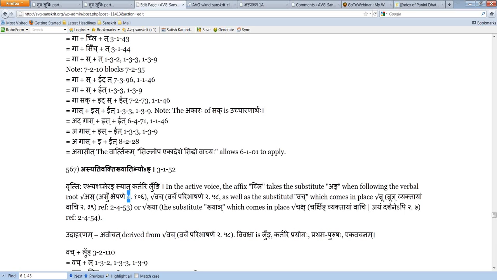As well as the vach which comes in the place of brew by bruo vachihi. When we saw bruo vachihi is 2453. In place of brew we get the vacha adesha in adhatuka vivakshaya. And then also kya, the kya which comes in place of chakshing kya. That's by 2454.